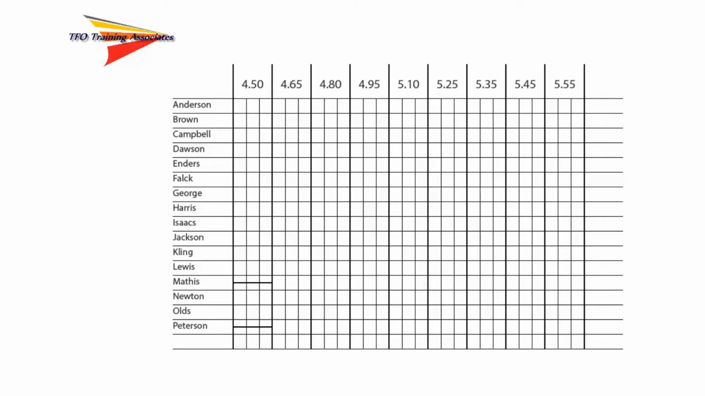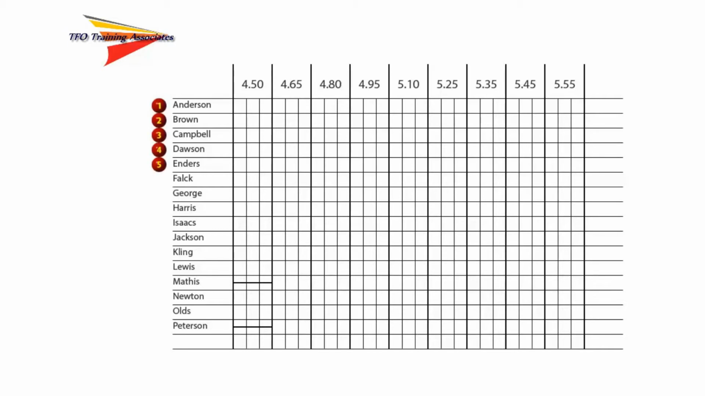From your brief meeting, competitors Mathis and Peterson confirm that they will start jumping at the second height, 4.65 meters. To indicate that they're passing the first height of 4.50 meters, commonly known as opening height, draw a line through all 3 boxes under the column on the score sheet. You now have 14 competitors remaining.